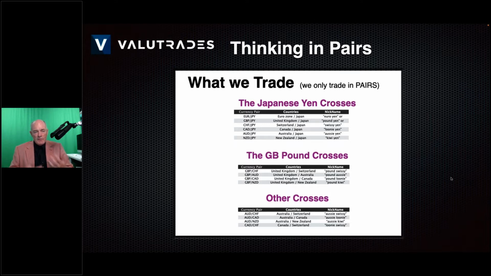So again, I'm drilling this home. You need to be thinking in pairs, whether it's Australian dollar versus Swiss franc, or a tube of toothpaste versus the pounds that are in your pocket. Always think in pairs, because it's a bilateral arrangement. When one goes up, the other one can go down.